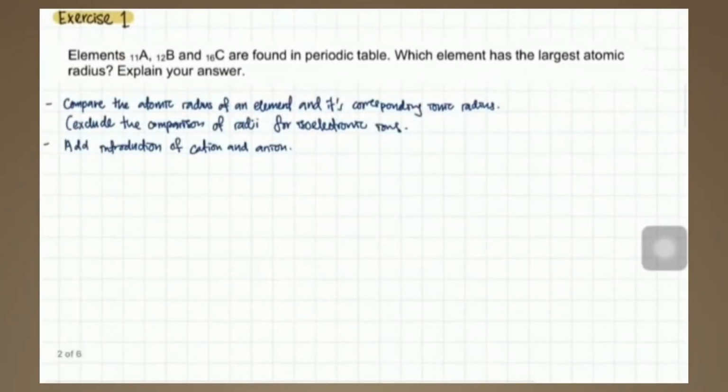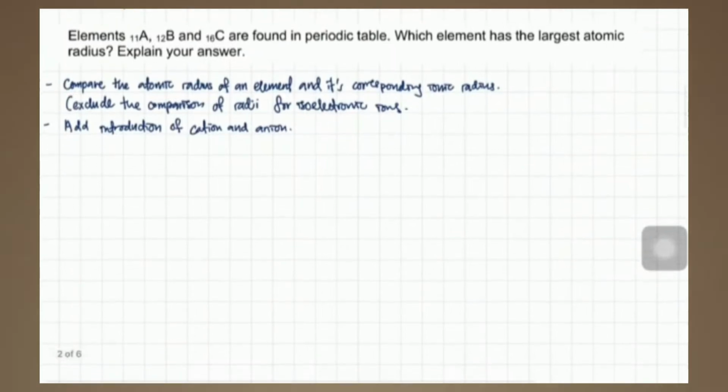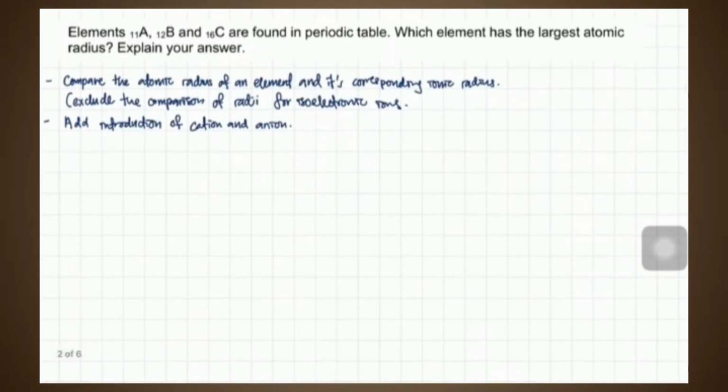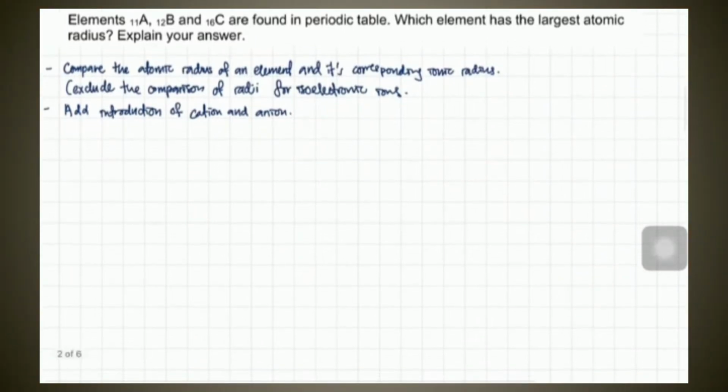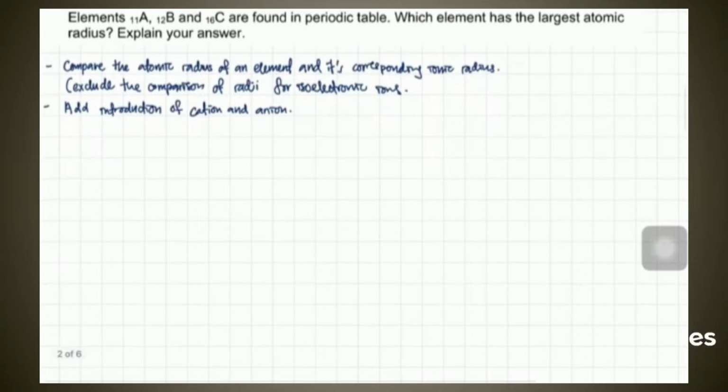Alright, let's move to exercise 1. Exercise 1: elements 11A, 12B, and 16C are found in the periodic table. Which element has the largest atomic radius? Explain your answer. Alright, for this question, firstly we need to compare the atomic radius of an element and its corresponding ionic radius. And please take note that we need to exclude the comparison of radii for isoelectronic ions.